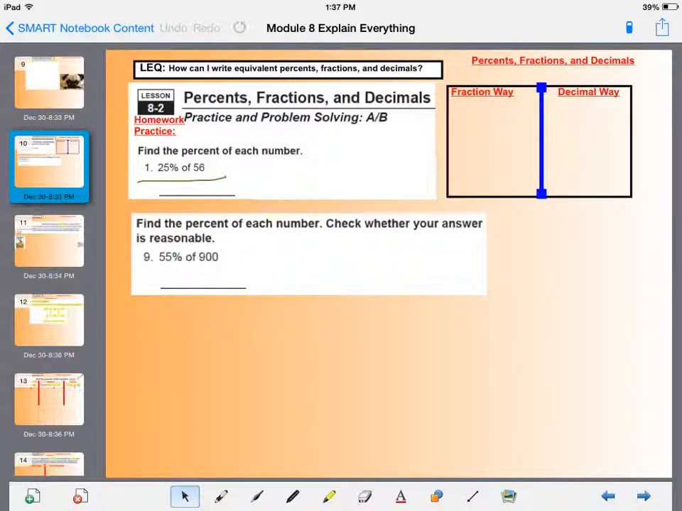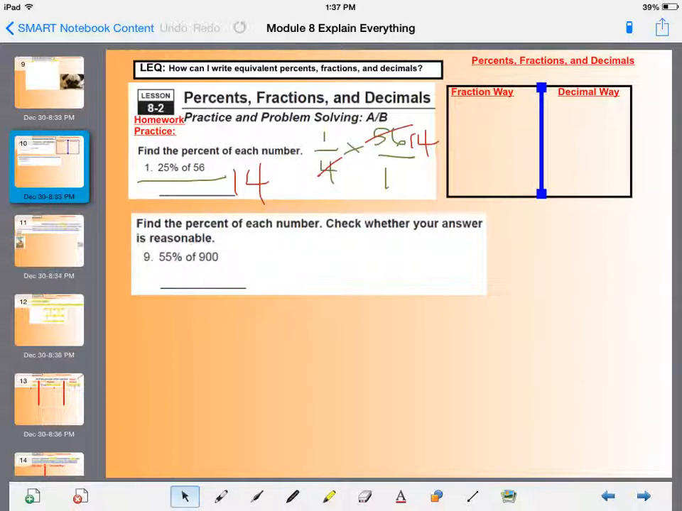So I know that 25% as a fraction, and I'm going to do the fraction way first, is 1/4. That is equivalent to 25% of, and "of" always means times, 56. And so I'm going to set that over 1. I'm in familiar territory now because now I can simplify. 4 will go into 56 14 whole times, and so 25% of 56 would be 14. That was the fraction way. Let's go ahead and do the decimal way.